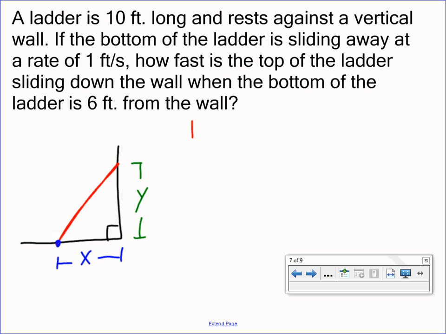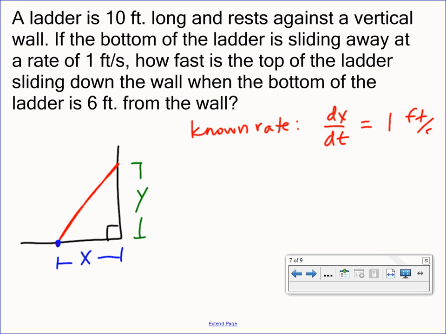My known rate would be the bottom of the ladder is sliding away at a rate of 1 foot per second. So the bottom of the ladder sliding away, that would be dx/dt. Would that be positive 1 or negative 1? If it was sliding away from the wall, would that be positive or negative? James? Positive 1. The distance x is increasing as time goes on, and so this would be positive 1 foot per second.